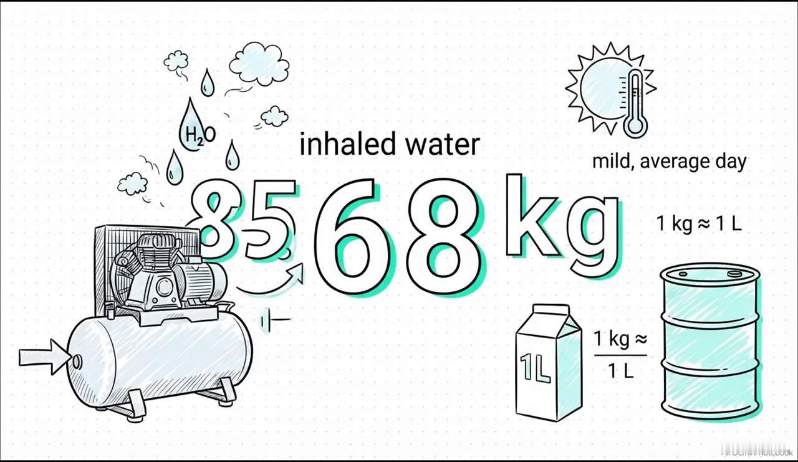Because a kilogram of water is roughly equivalent to a liter, to put that into perspective, that is over 85 liters, or more than 22 gallons of water, entering your compressor every 24 hours. Just on a mild, perfectly average day. No way, right? But it's true.